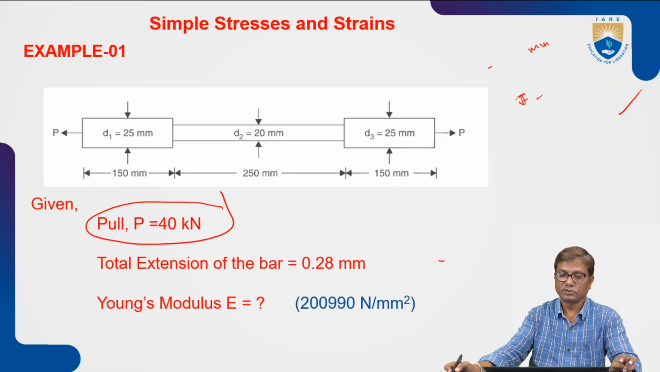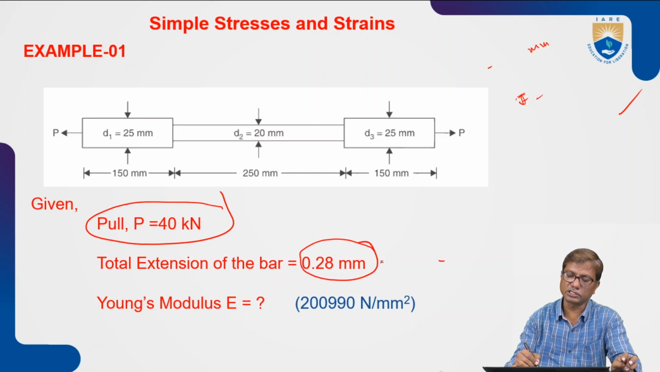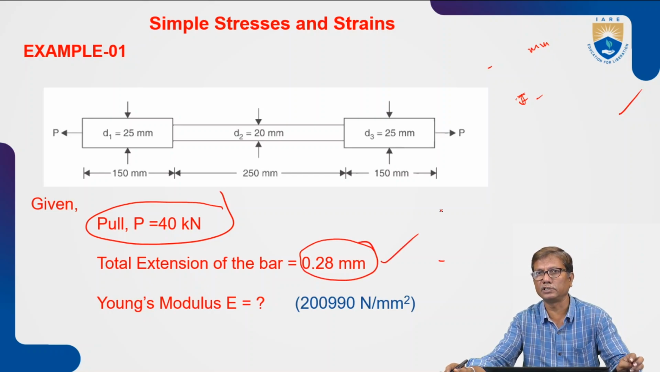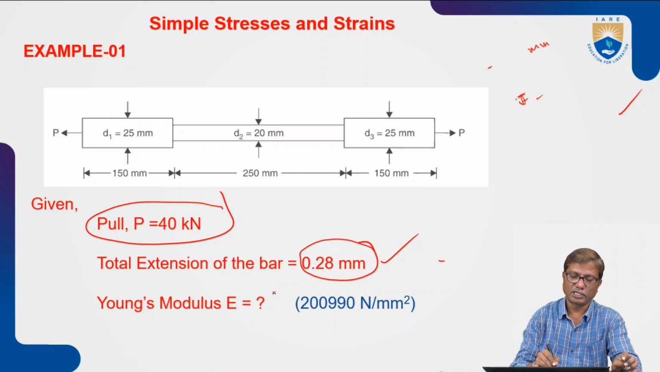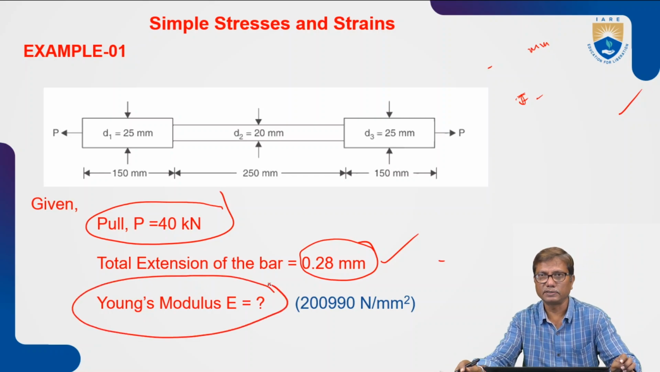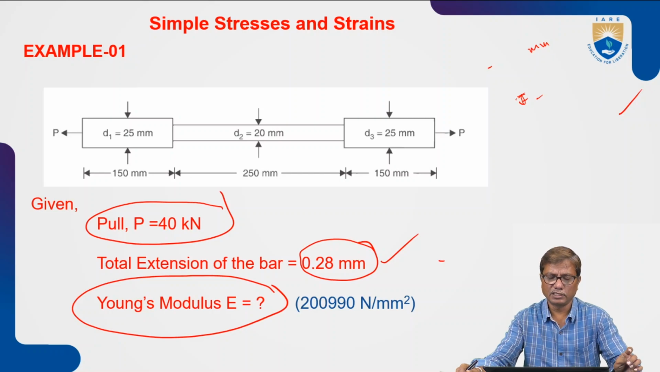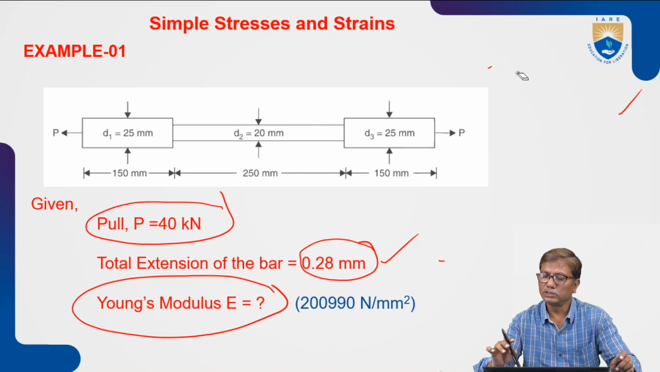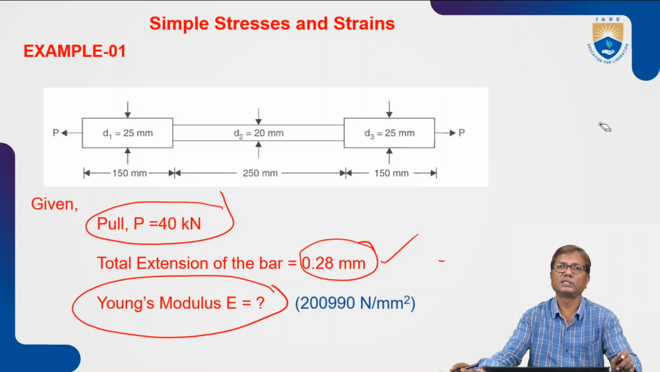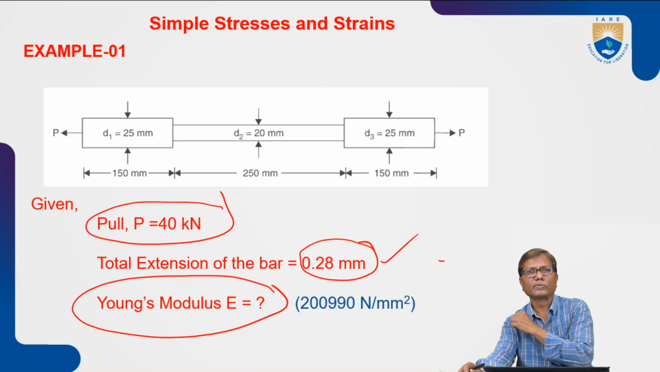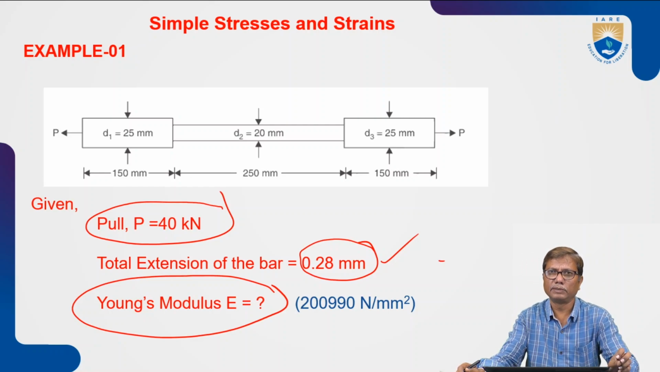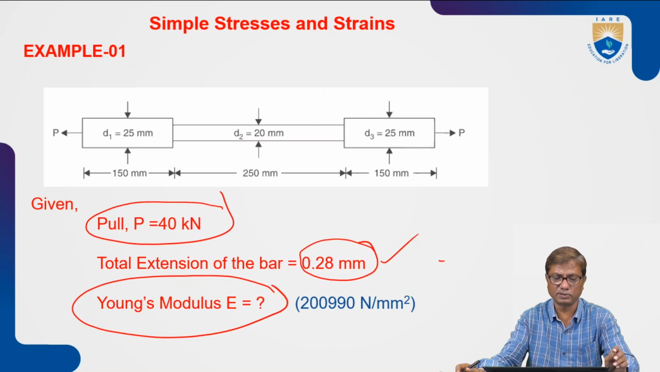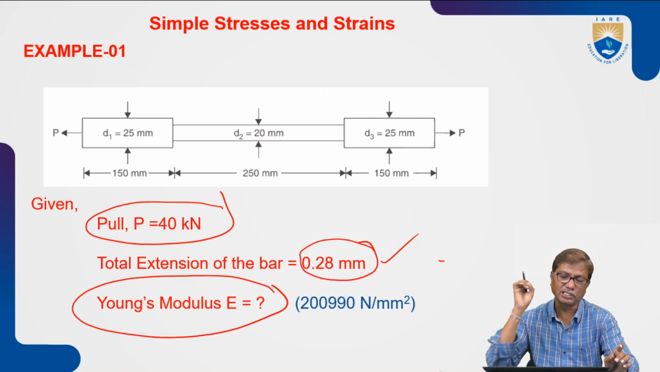The total extension of the bar is given as 0.28 millimeters, and you are asked to find the Young's modulus of the material. We have seen the expression for elongation for a uniform member with uniform section. Here the member is not of uniform section. It consists of different diameters in 3 different portions.